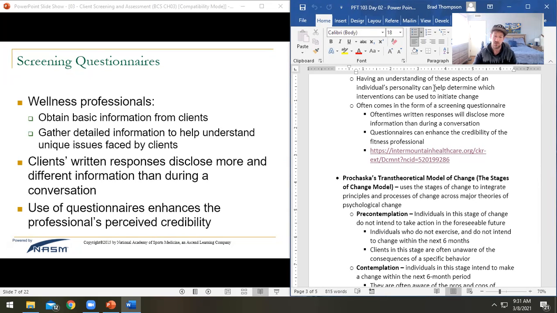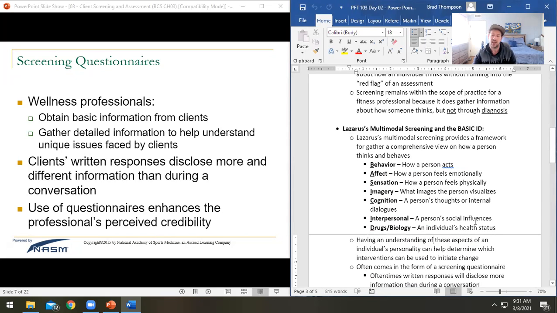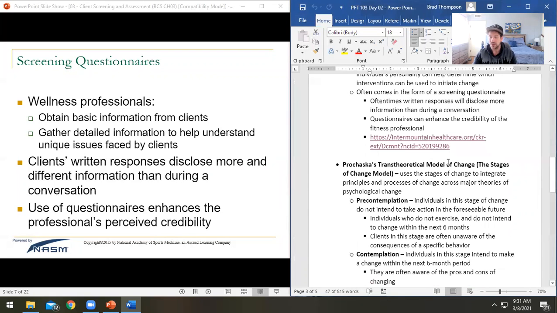I'm definitely going to ask specific questions directly related to all of these things, because I've got to get in my client's brain. I need to know how they think, how they feel, how they behave and how they act. So these questionnaires are really great. One other side note here, guys, and I think this is a homework question, hint, hint: the use of questionnaires can enhance your credibility as a professional.